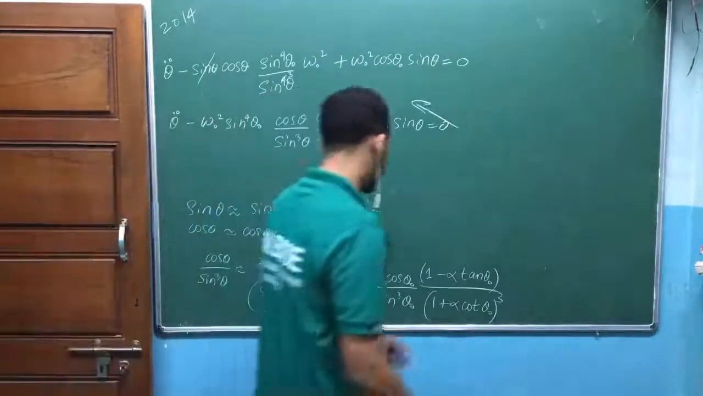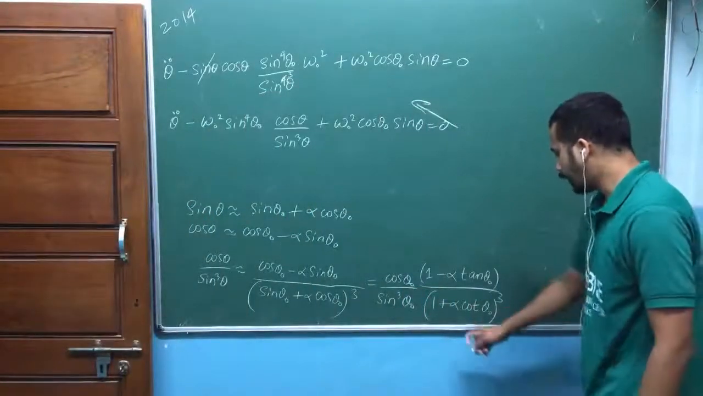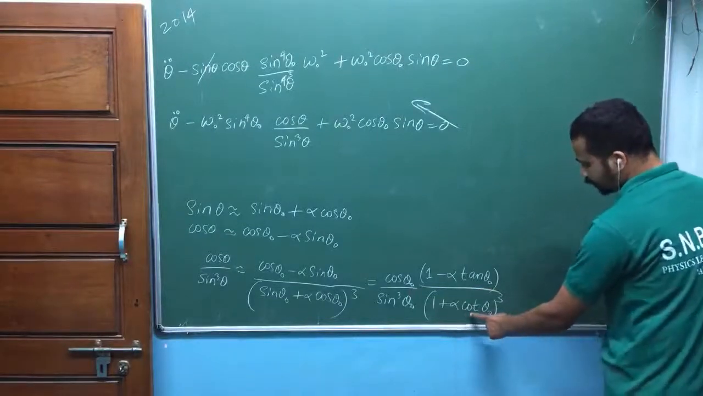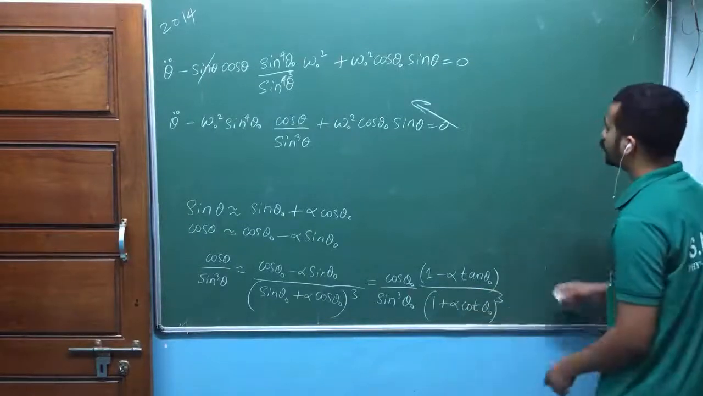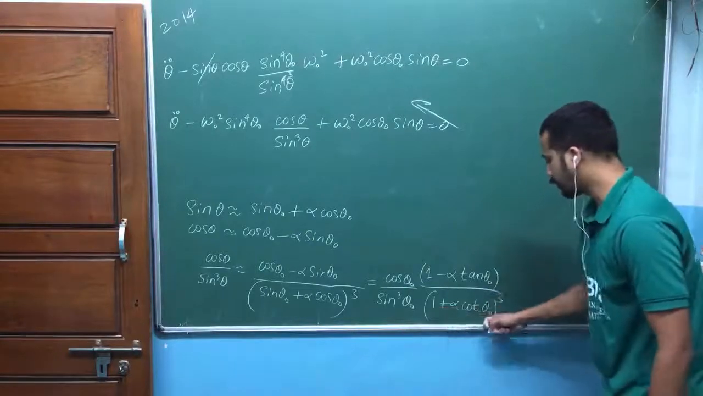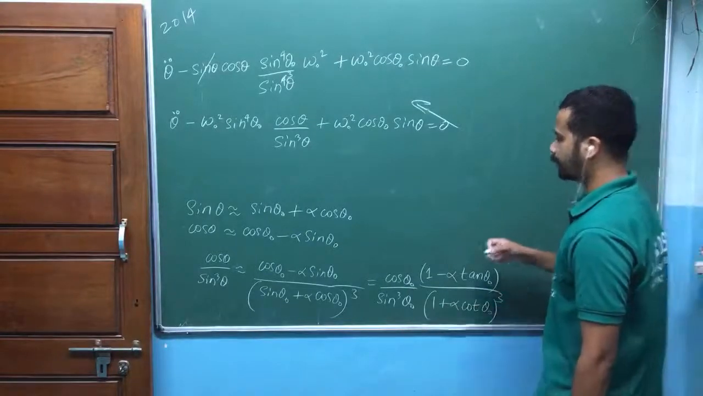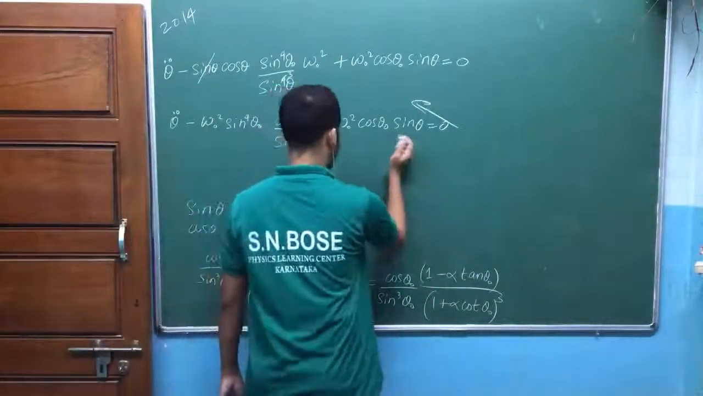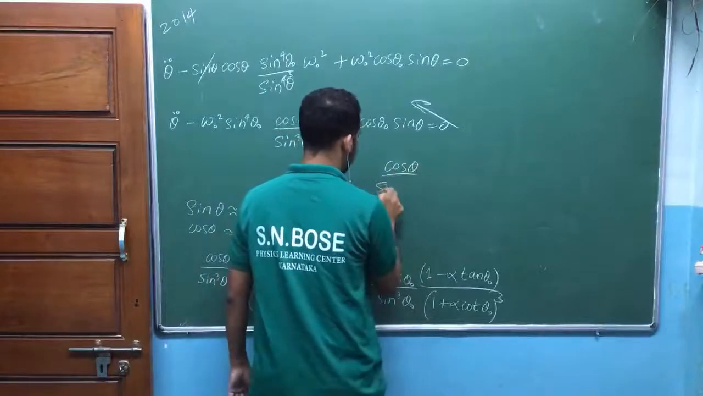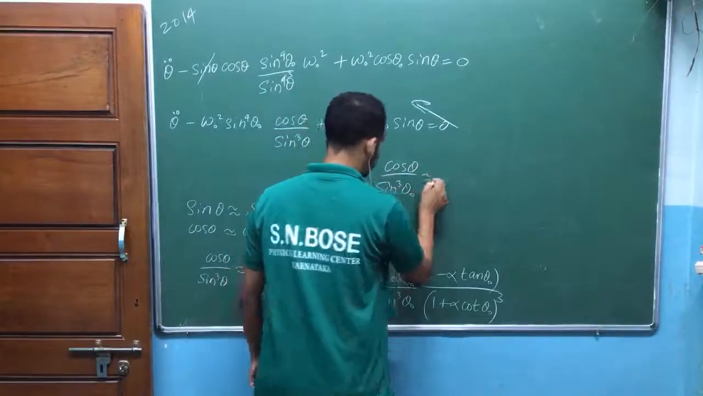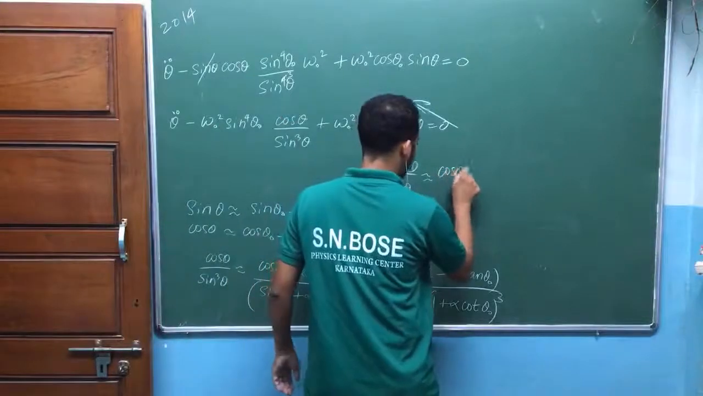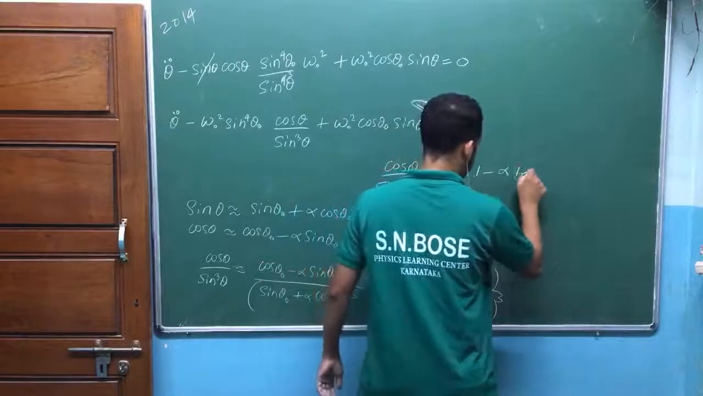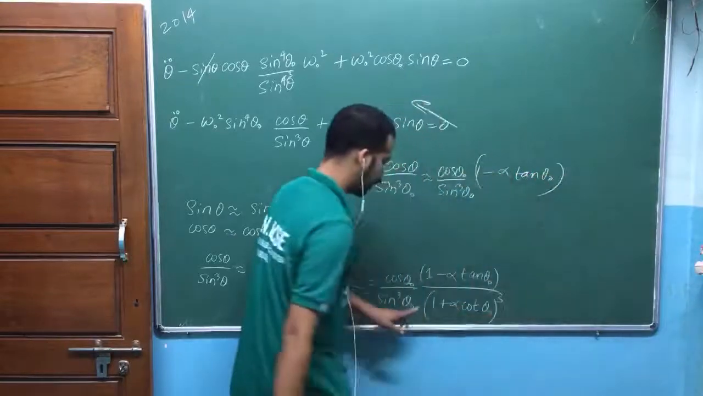Again, let me try to solve. Now what I do here is, this alpha is very small. Don't forget that part. This alpha is very small, so alpha multiplied with cot theta naught is also very small. I can apply the binomial expansion for this one. Cos theta divided by sine cube theta is nearly equal to cos theta naught divided by sine cube theta naught into 1 minus alpha tan theta naught multiplied with this one.